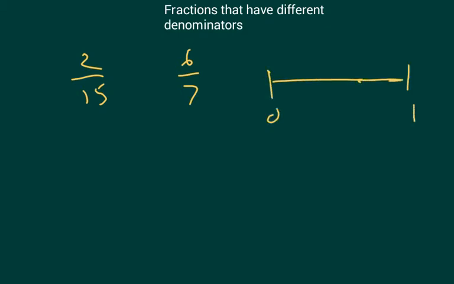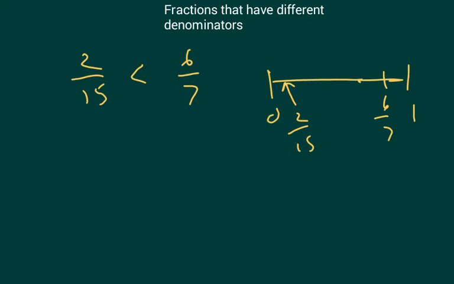When you compare fractions that have different denominators, sometimes you can use logical reasoning to figure it out. For instance, if you had 2/15 compared to 6/7, you could figure out that 2/15 is pretty close to 0. If this is 0 and this is 1, 2/15 would be, somewhere in this area, just taking a guess. 6/7 is pretty close to 1, maybe right in here somewhere. So it's pretty obvious that 2/15 is less than 6/7.